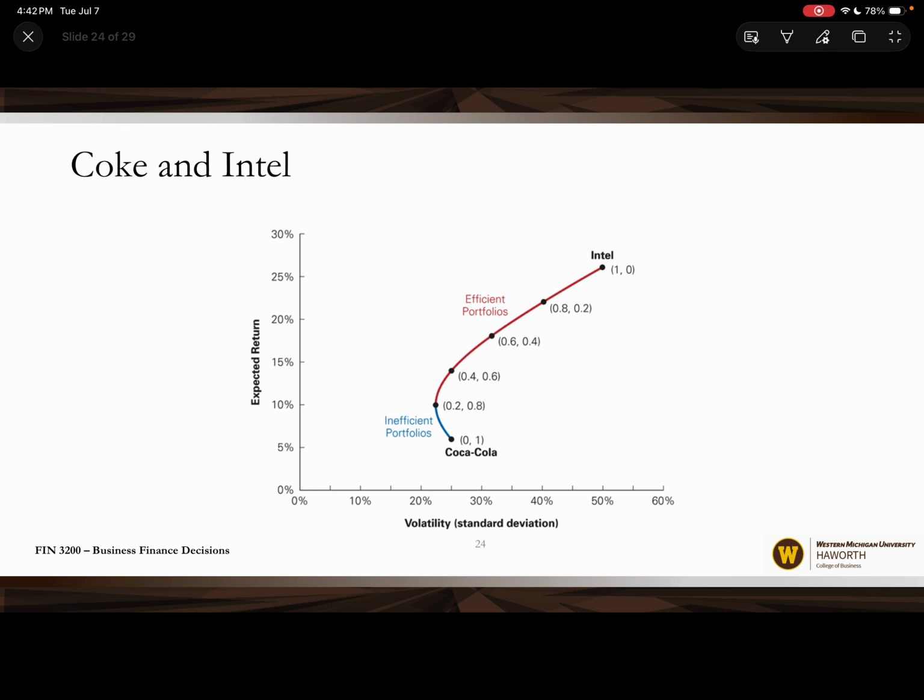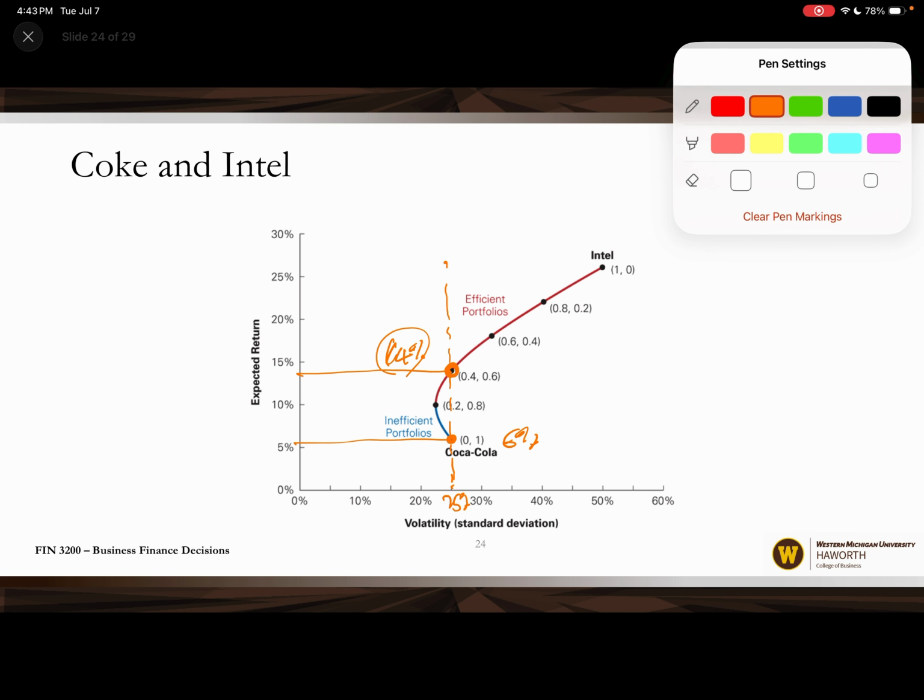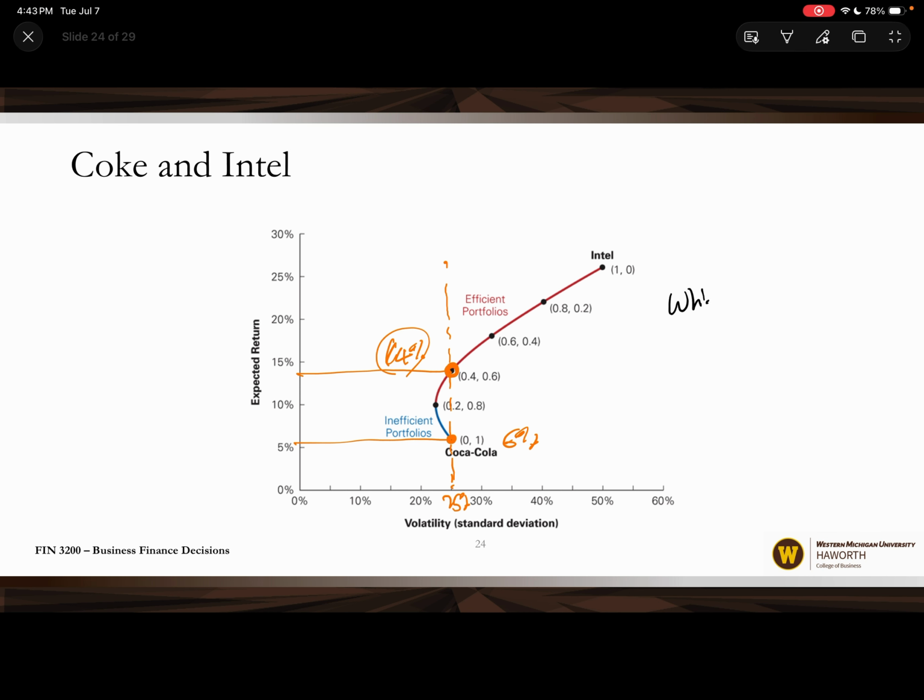Okay. Just one more time. So choosing Coca-Cola is not a wise choice, right? If we do the vertical line test, given the same amount of volatility, you could do better right here. Instead of generating a 6% expected return, you could generate a 14% expected return. So on the exam, I'll have a bunch of statements, which you've seen on the exams a couple times now.